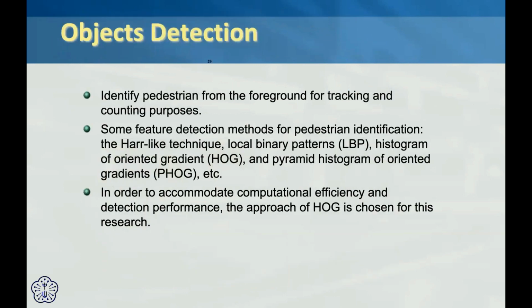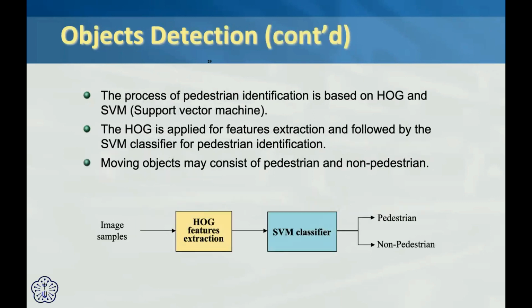Then, following foreground extraction, we need to detect pedestrians. So we need to identify pedestrians from the foreground for tracking and counting purposes. There are some feature detection methods for pedestrian identification, such as Haar-like technique, AdaBoost, HOG, et cetera. Comparing those methods, we chose the HOG approach because of its computational efficiency and detection performance. So the object detection is achieved by HOG feature extraction, followed by an SVM, support vector machine, classifier.